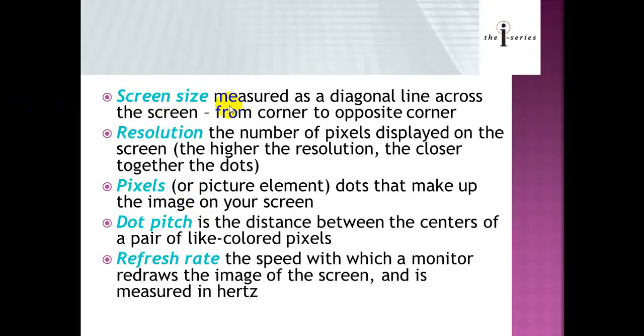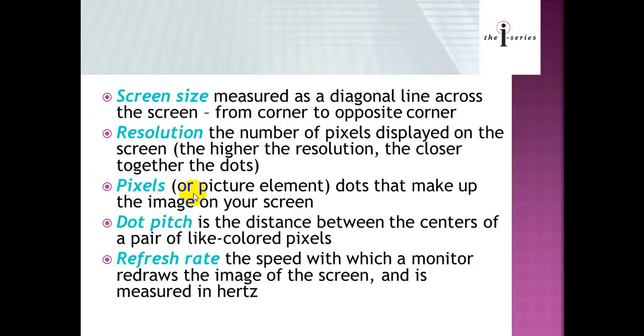Screen size. Measured as a diagonal line across the screen from corner to opposite corner. So the screen size is measured from this side to this side. Then we have resolution, the number of pixels displayed on the screen. Every screen has some pixels, and the number of these pixels is called the resolution. If I have a high resolution, obviously the number of dots that make up the resolution will be higher. And if I have a higher resolution, the screen will be more clear, and the pictures, images or anything displayed on the screen will be clear.